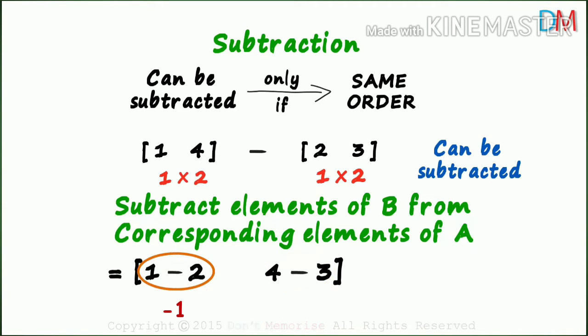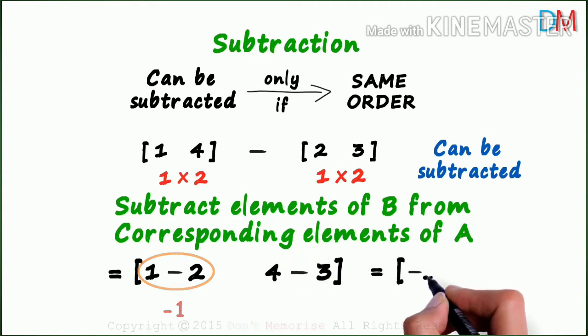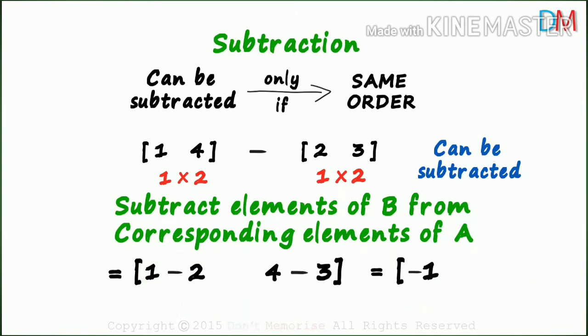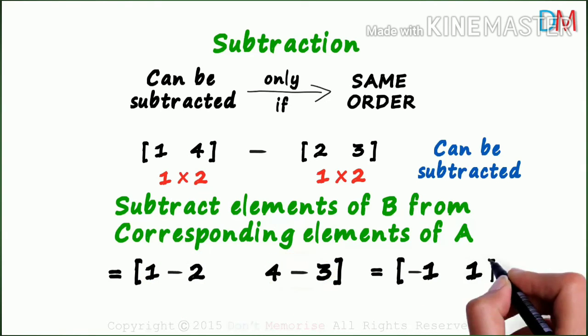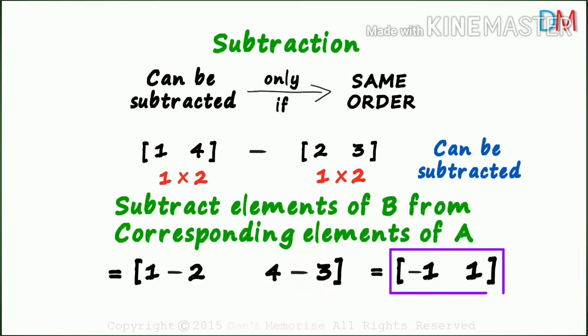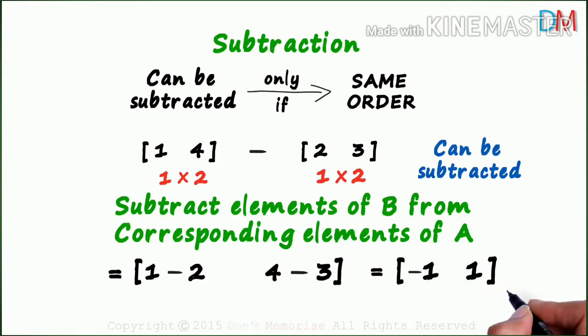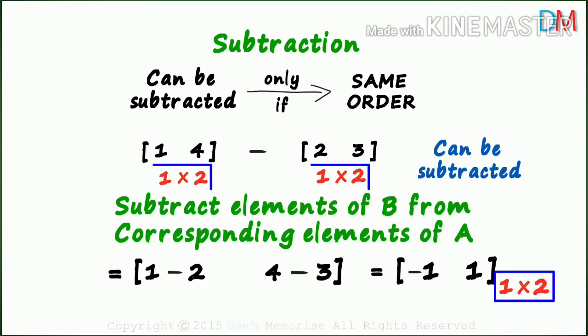1 minus 2 is -1, so we write -1 as the 1/1th element. 4 minus 3 is 1, which becomes the 1/2th element. This is our answer, -1, 1. Notice that the order of the resulting matrix is also 1 by 2. The order of the resulting matrix will always be the same as the order of the two matrices in question.